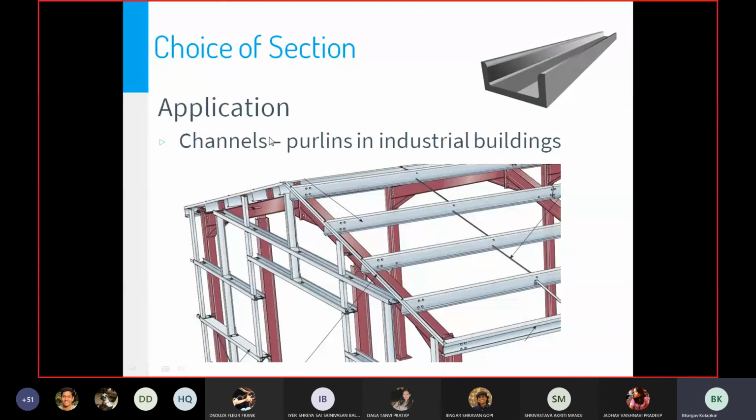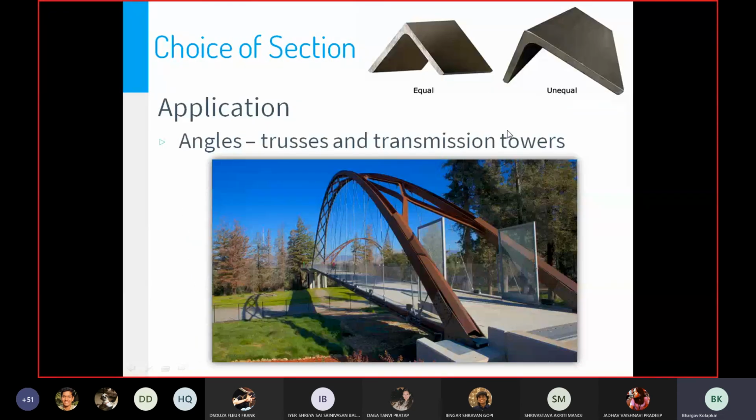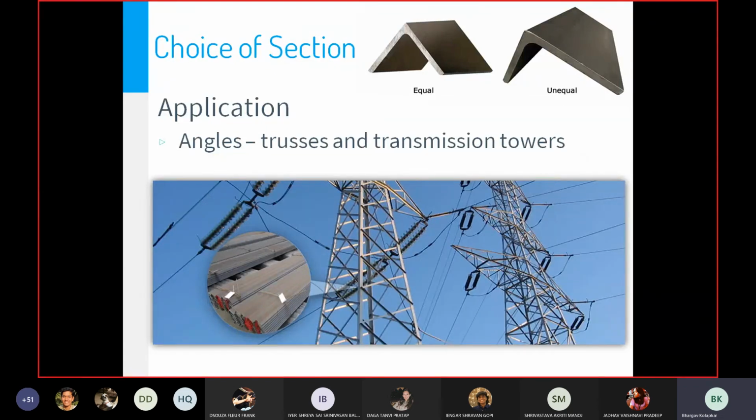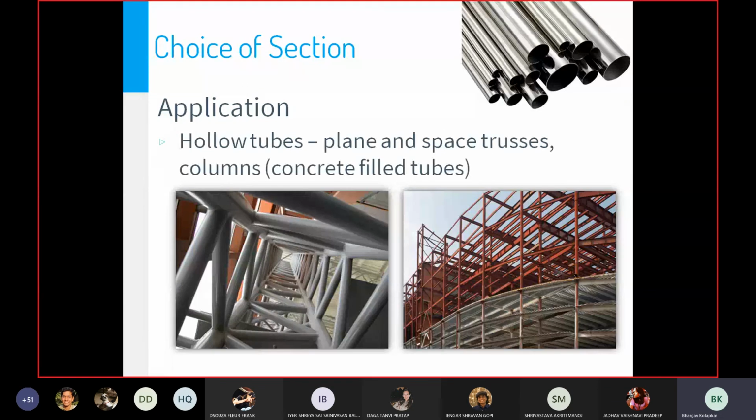The most common use is as purlins in industrial buildings. Angles, again, are very common. You can see them as the chord members in trusses and very extensively in all the transmission towers. Then hollow tubes: almost all the space trusses are made up of hollow tubes. A number of columns as well are made up of hollow tubes, like the example that you see on the right.